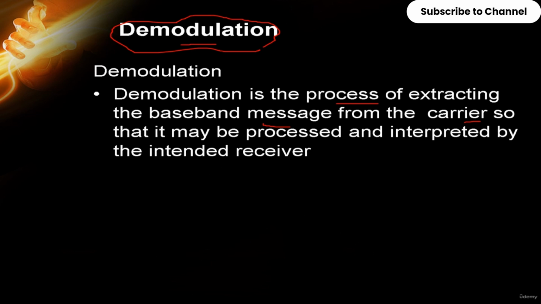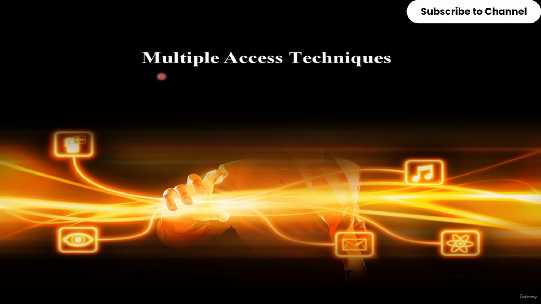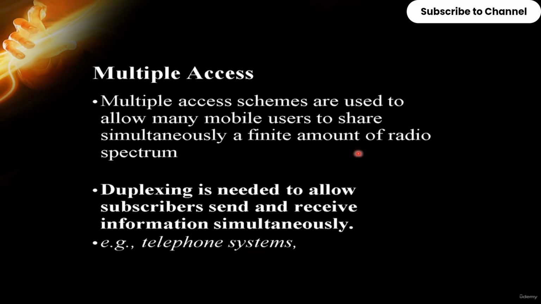Thank you. Hi all, in this lecture we are going to discuss multiple access techniques. What is a multiple access technique? Multiple access schemes are used to allow many mobile users to share the medium simultaneously with a finite amount of radio spectrum. It is achieved with the help of duplexing, where subscribers send and receive information simultaneously. The best example is telephone systems.